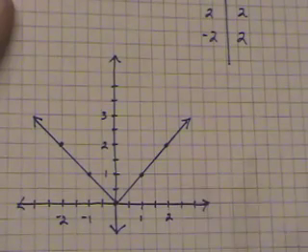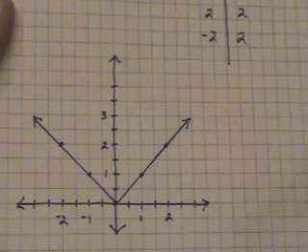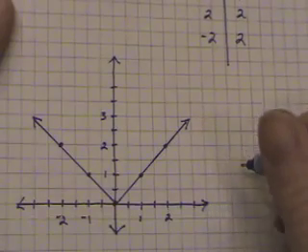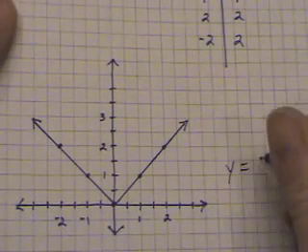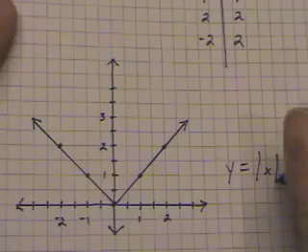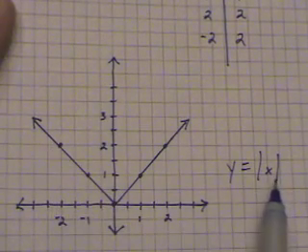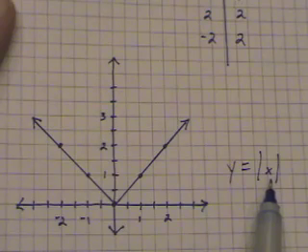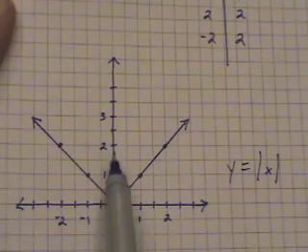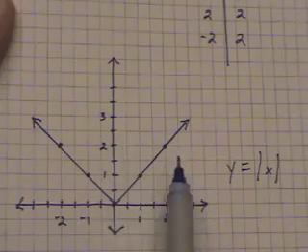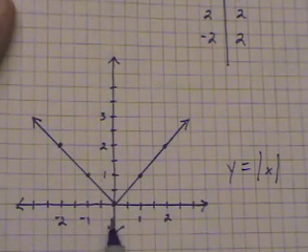This is our parent function for this lesson, and this is the graph of y equals the absolute value of x. Take a look. We've got absolute value, which we know is always a positive value, so y is only above the x-axis. There are no negative solutions to this graph.